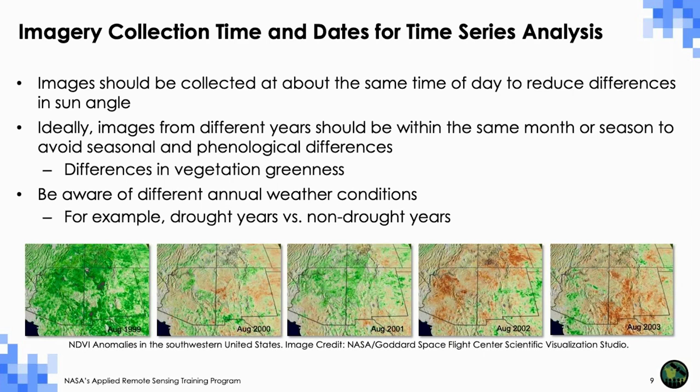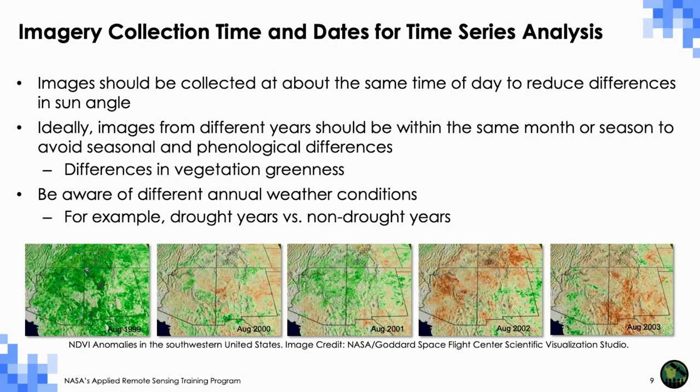Similar to this, even if you choose images from the same time of year, you need to be aware of different annual precipitation amounts for those particular years. If one year experienced extreme drought and one year experienced normal rainfall, you'll be seeing differences in vegetation and land cover type due to the differences in rainfall. Those are just some important caveats and ways of thinking that you'll want to keep in mind as we continue to discuss time series.